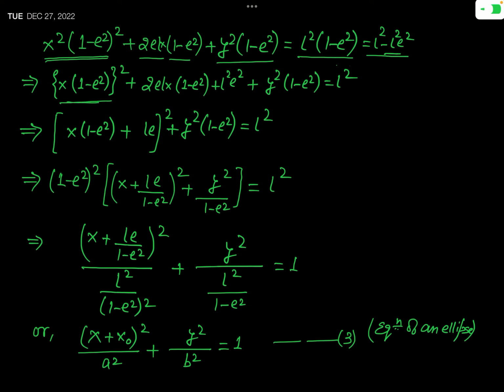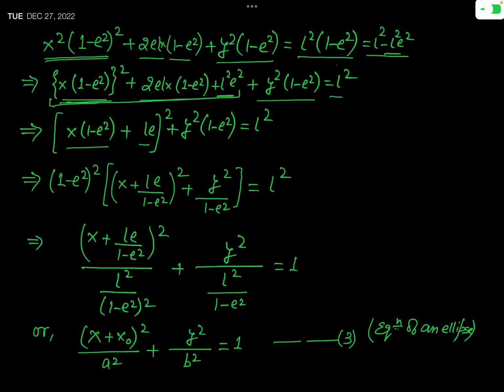Okay. Now see the first three terms, which I am just underlining here. This is just a square plus b square plus 2ab, in the form of a square plus 2ab plus b square. Here in the place of a there is x into (1 minus e square), and in the place of b there is Le. So this can be written as (x times (1 minus e square) plus Le) whole square.